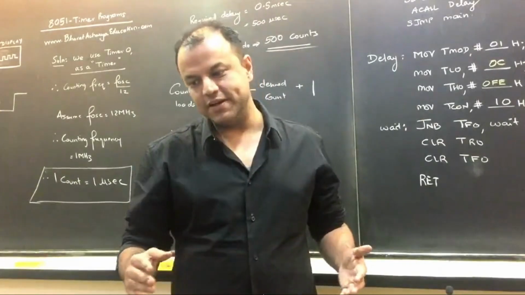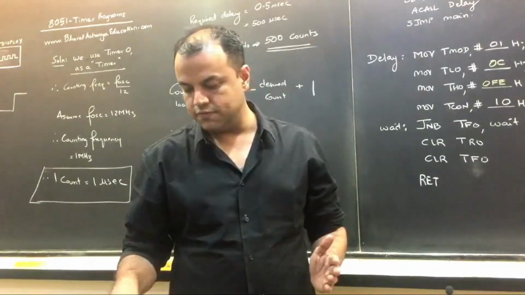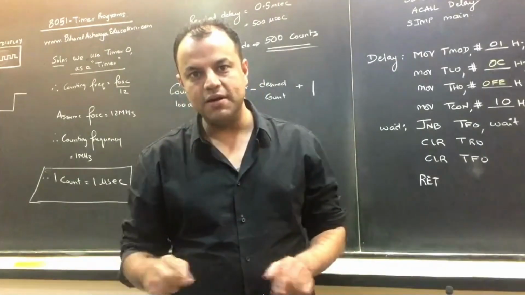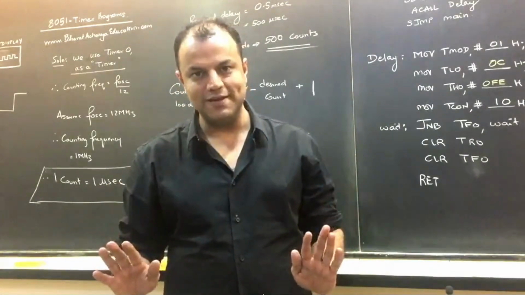1, 2, 3, 4, 5, 6, 7, 8, 9, 10. I got so much delay in 10 counts. 1, 2, 3, 4, 5. I got the same delay but in half the counts. Why? Because I was counting slowly. Did you understand this much?